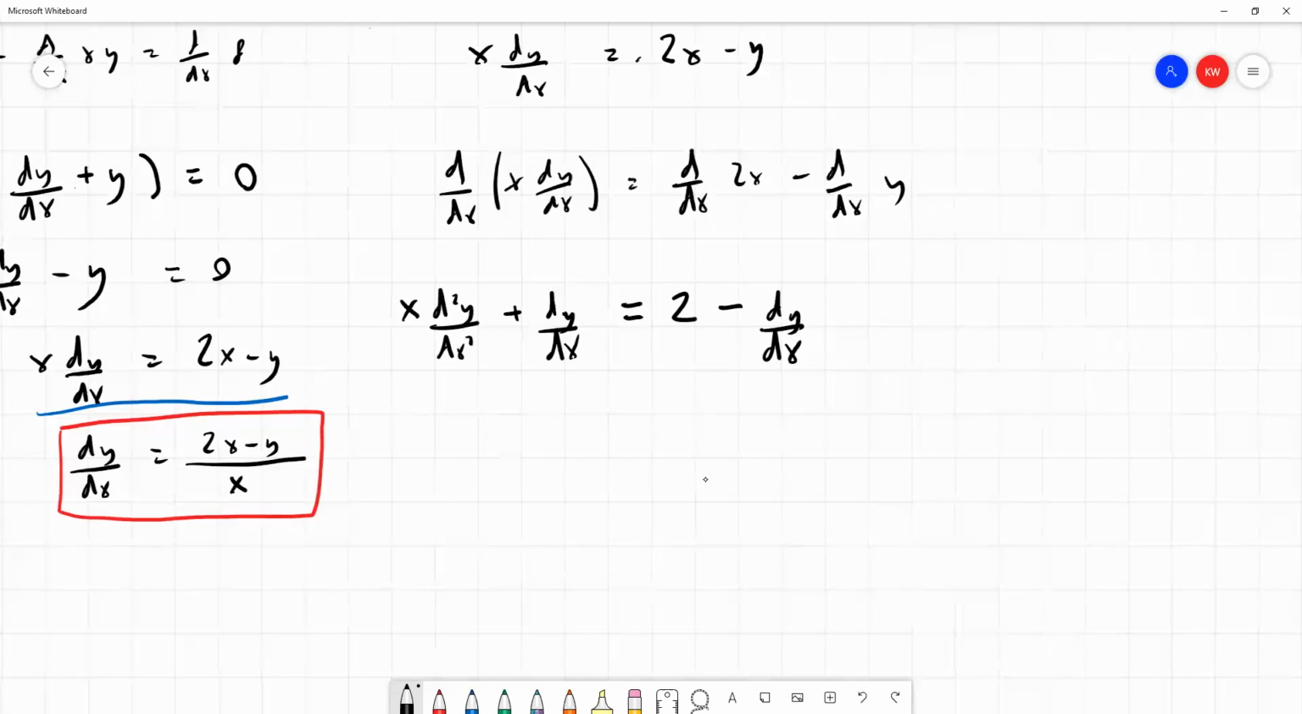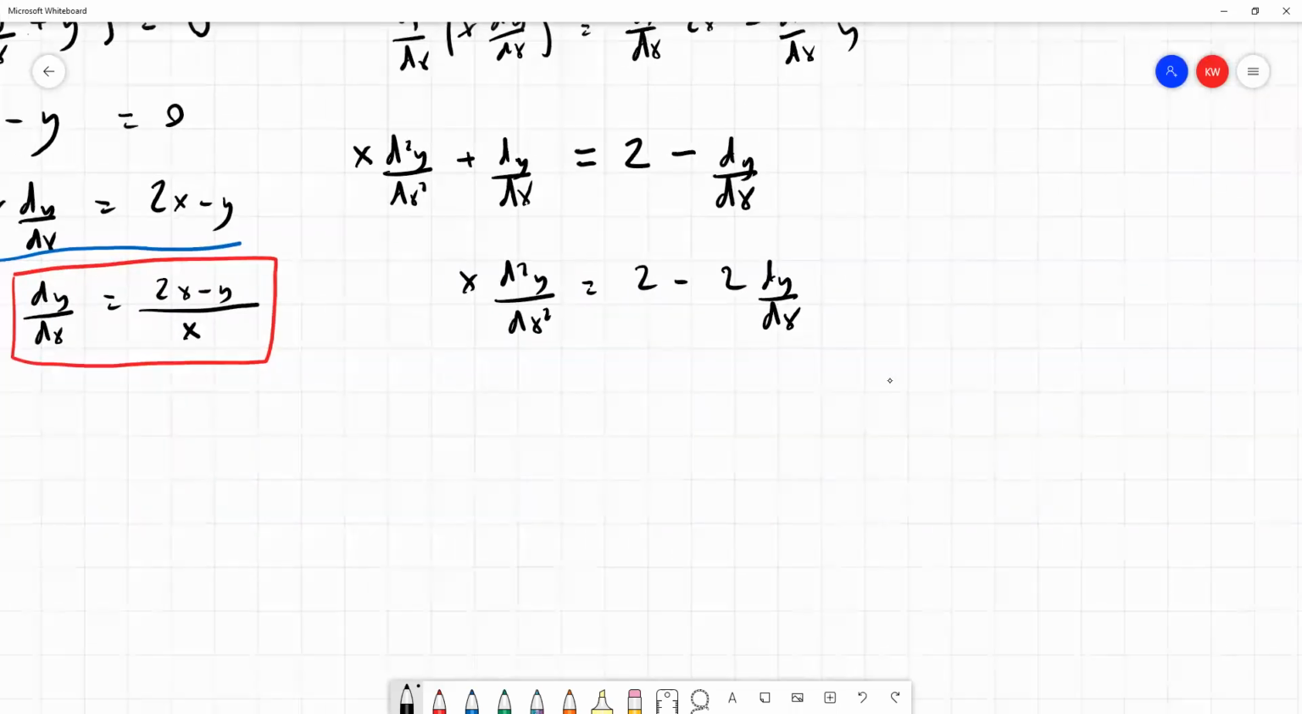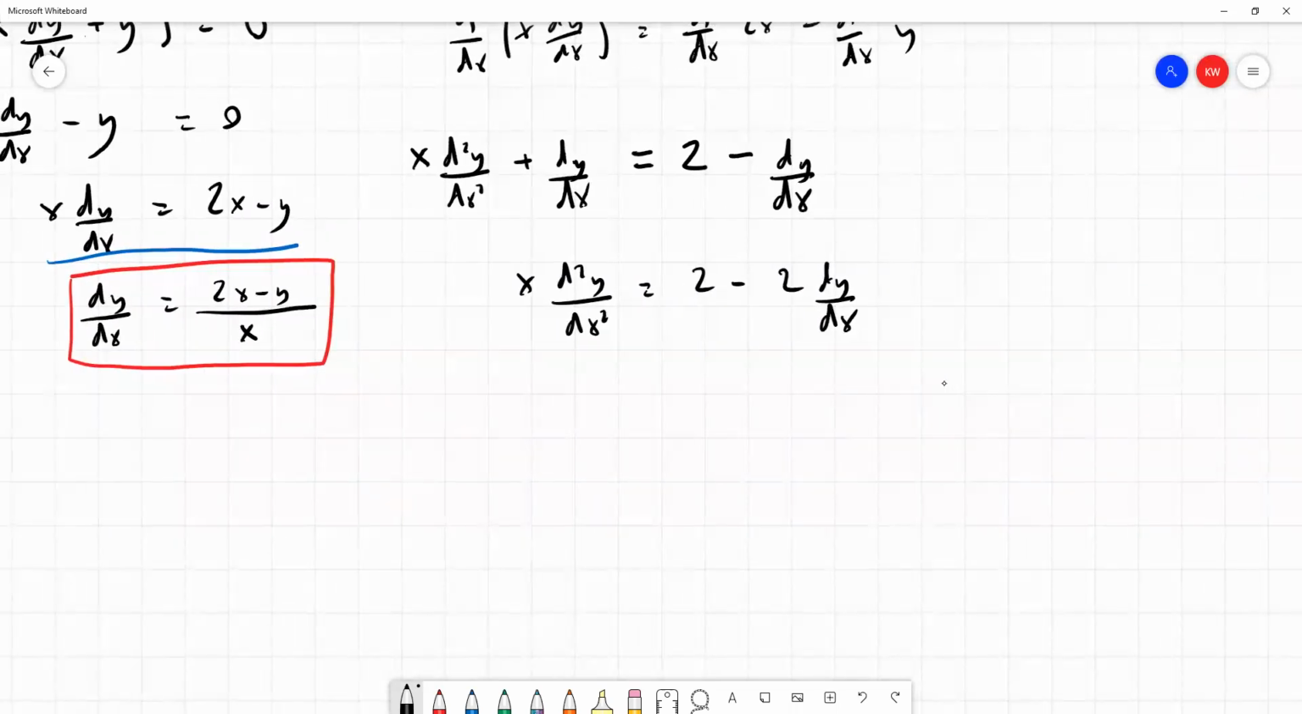So we can take our expression for dy by dx on the left-hand side and take it across to give us x d squared y by dx squared is equal to 2 minus 2 dy by dx, because we've got 1 there, we've taken 1 across. And then we might be thinking, what do we do now? Well, remember, we have an expression, in the red box on the screen just now, for dy by dx. So we can write x d squared y by dx squared is equal to 2 minus 2 times (2x minus y) over x.